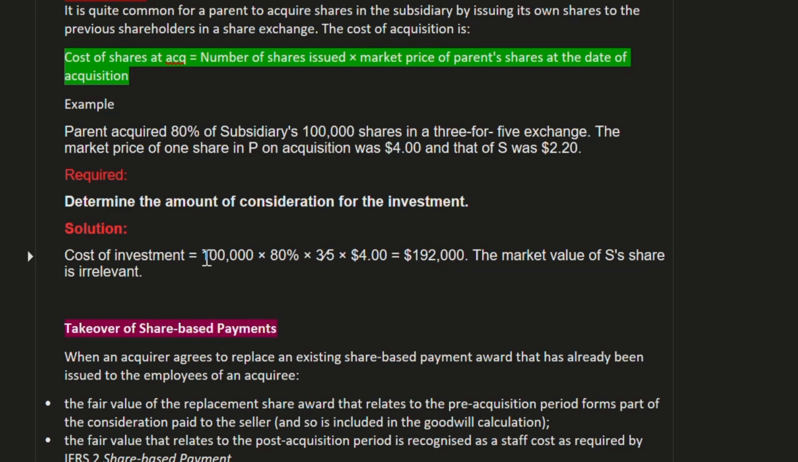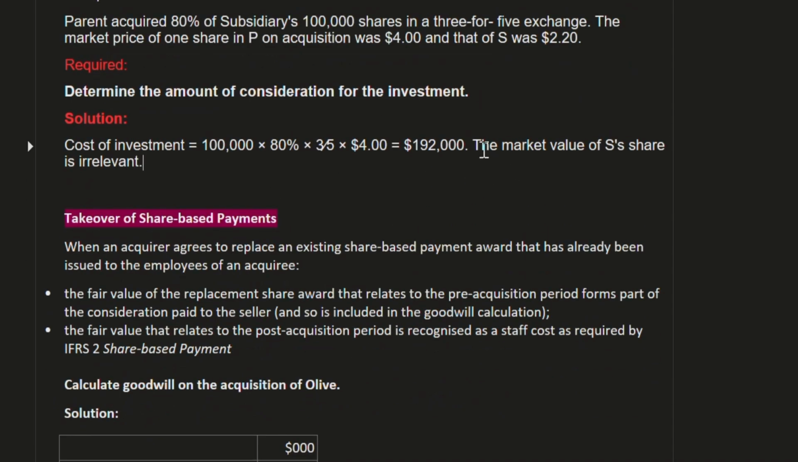Simple. First we need to consider the total share value multiplied by the percentage of shares we have acquired, multiplied by the shares which the parent is going to issue, and divided by the shares which the parent took. The exchange here is 3 for 5. So 3 divided by 5 multiplied by the parent value. The market value of the subsidiary's share is irrelevant.